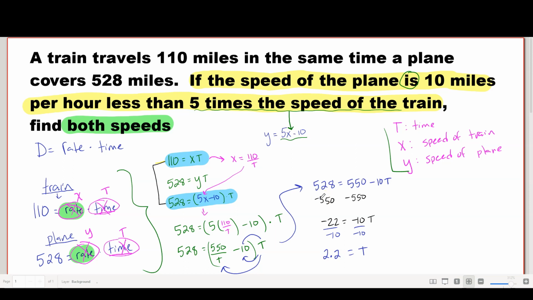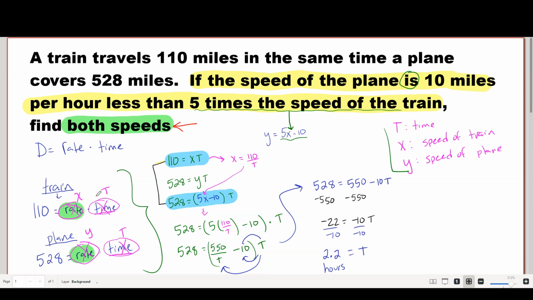We look at the context of the problem. It says miles per hour. So we know that our unit here is going to be in hours. So that tells us, going back to our original problem, that the train and the plane are both traveling 2.2 hours because they both are going to go the same amount of time. That doesn't answer our question yet, right? Because the problem said how fast are they going, right? So it says find both speeds.